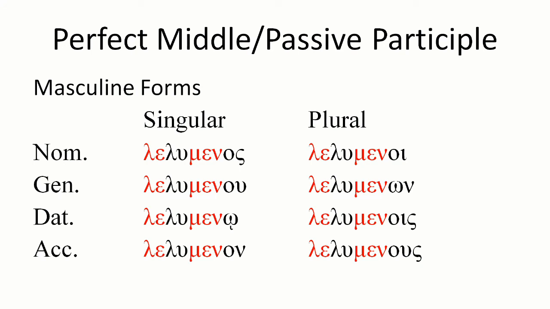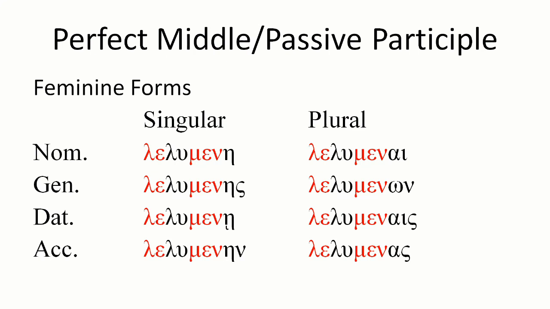And then once you have that, your endings just proceed from there. Genitive lelumenu, lelumeno, lelumenon. Plurals lelumenoi, lelumenon, lelumenois, lelumenus. And once you have that, the rest of it should be pretty simple, right? Feminine forms lelumene, lelumenes, lelumene, lelumenein. Same endings as before. We're just doing the perfect middle passive there. And then plurals, lelumenai, lelumenon, lelumenice, lelumenas.